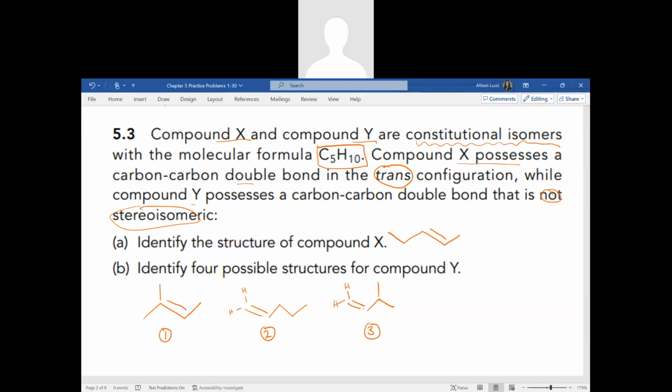We have 2 hydrogens. And last but not least, we could combine something like structure 1 and 3 together. We would have our 2 hydrogens on the end here, and then we could put this last carbon coming down here. So we have 1, 2, 3, 4, 5 carbons again in this 4th possible structure for compound Y.